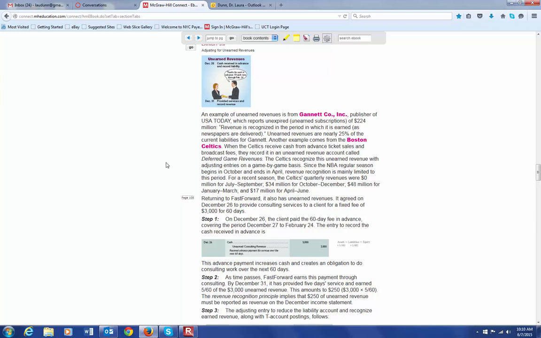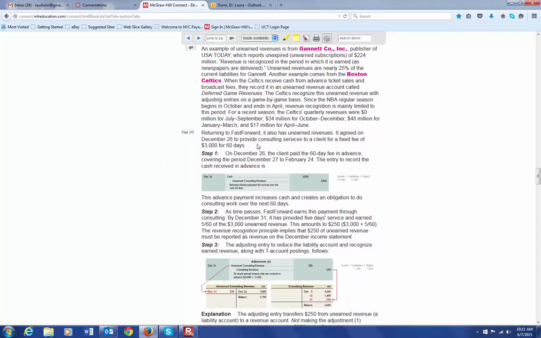Same thing can be true of ticket sales. The Celtics receive cash from advanced ticket sales. They also have to record that in an unearned revenue account. Now the names of these accounts can be different depending on what it is that you're selling. So let's look at this company, Fast Forward. It also has unearned revenues.